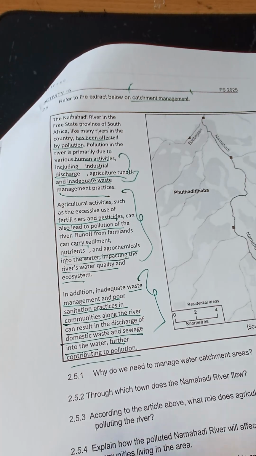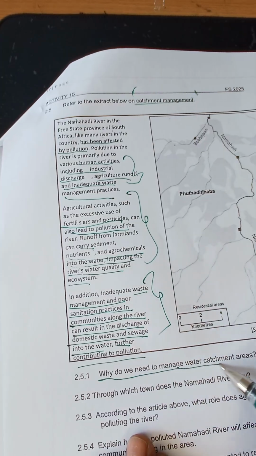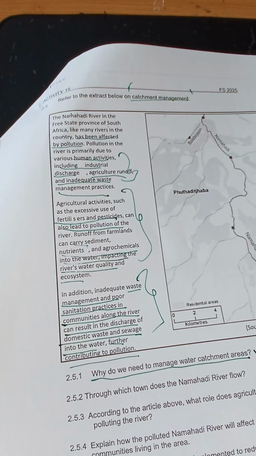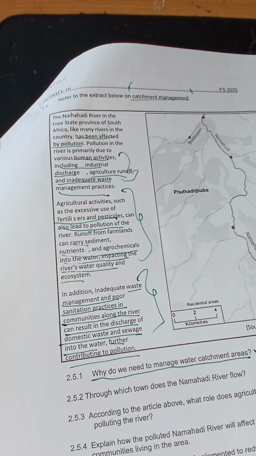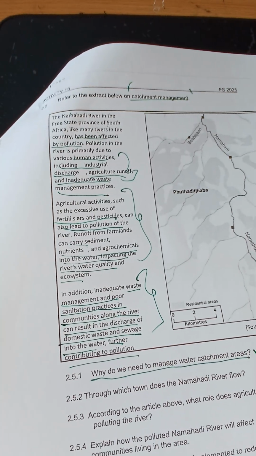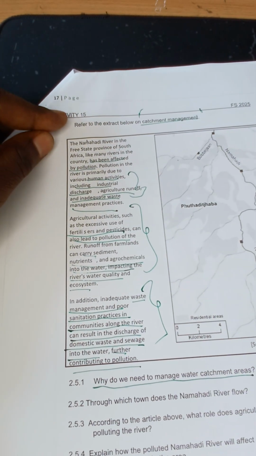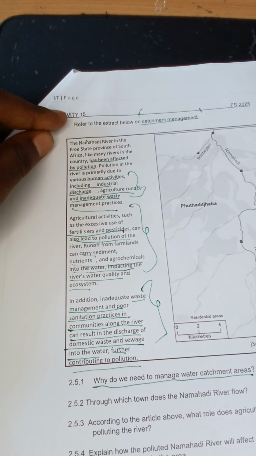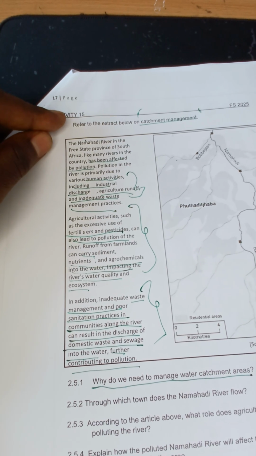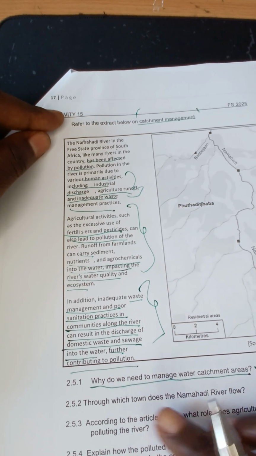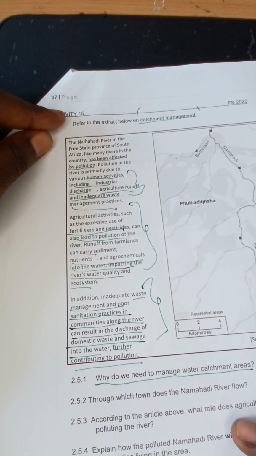Okay, then the first one is, why do we need to manage water catchment areas? What is the importance? Okay, we want to store water and protect it for future use. That's what this is all about. Obviously, water is a basic need. So for us to have access to quality water, we are saying let's store it and also protect it for future use, because it's a basic need. We cannot do without it. So it's storing water and protecting it for future use. That's why we need to manage water catchment areas.